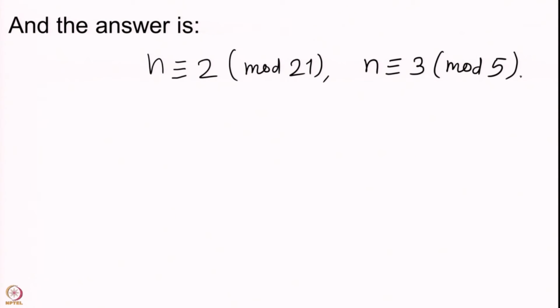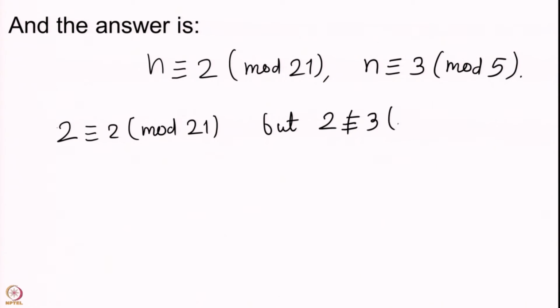So, let us just go over the things which are 2 mod 21. So, 2 is 2 mod 21, but 2 is not congruent to 3 mod 5. So, 2 is not a solution.